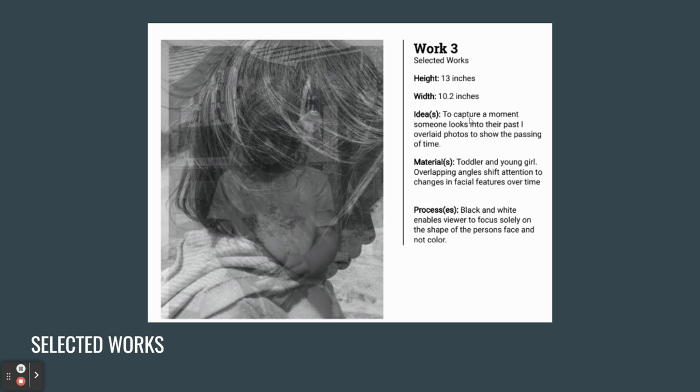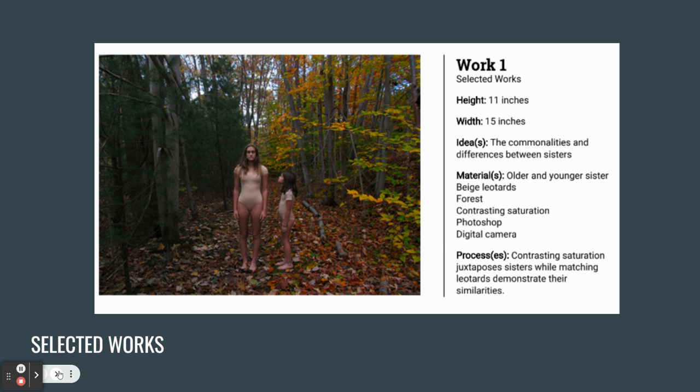So again, the idea: to capture a moment someone looks into their past, I overlaid photos to show the passing of time. Toddler and young girl are the materials. Overlapping angles shift attention to changes in facial features over time. And black and white enables the viewer to focus solely on the shape of the person's face and not color, right? So again, this is what's included. This is the process in order to help get that idea across. And all these examples that I'm showing today all got 5s.